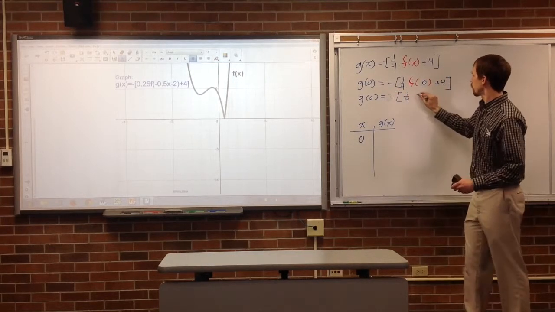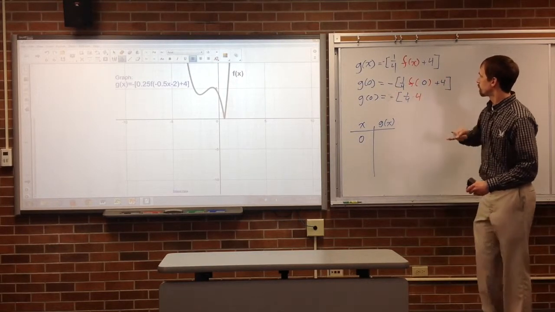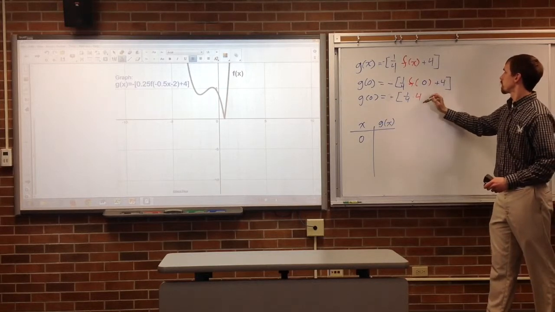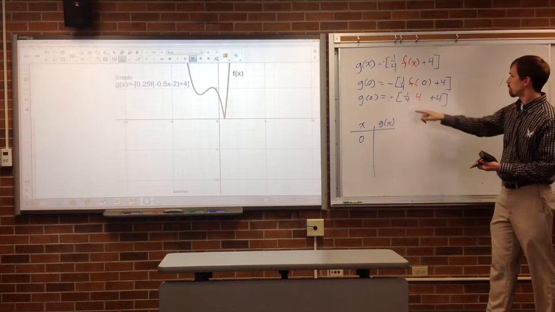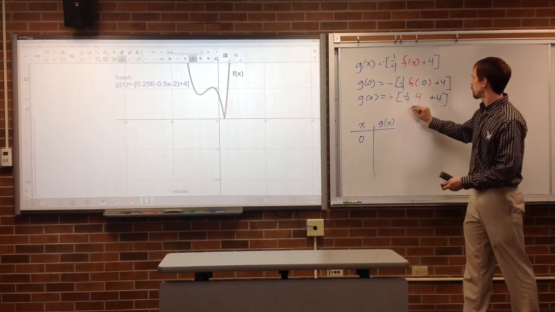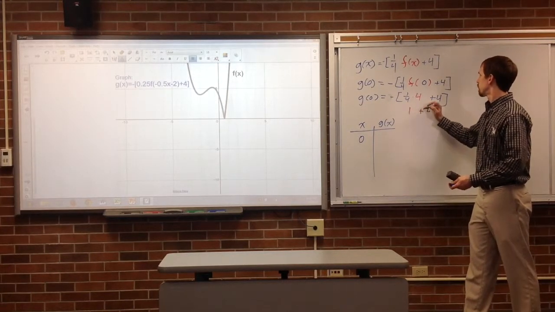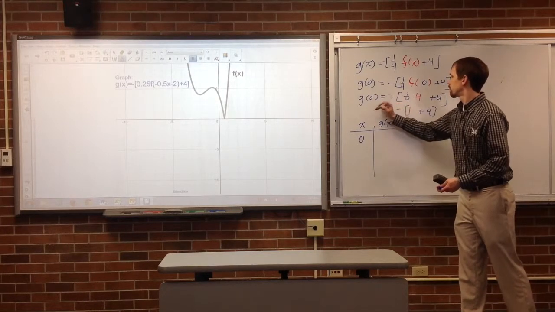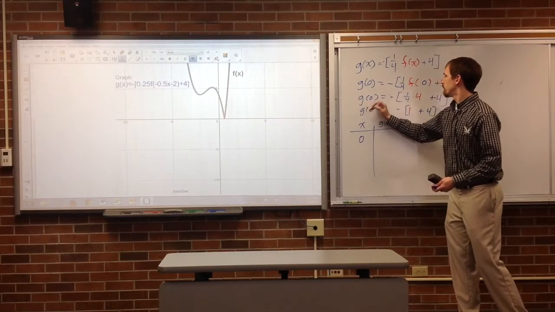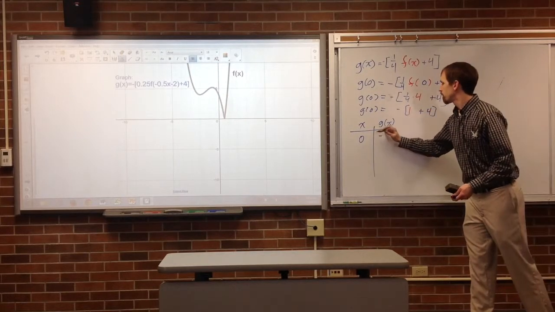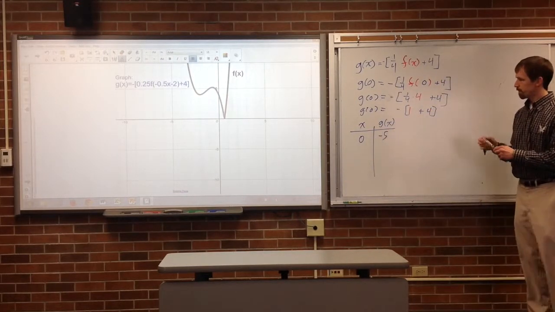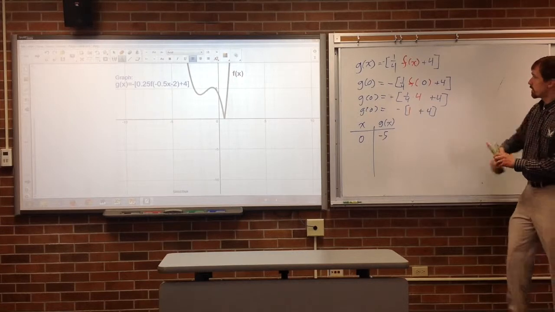It'd be 1/4 of, this number is now 4, plus 4. And we could calculate that. 1/4 times 4 would be 1. And then add those two together, you get 5, and the opposite would be -5. So there's our output. And we could continue to do that.